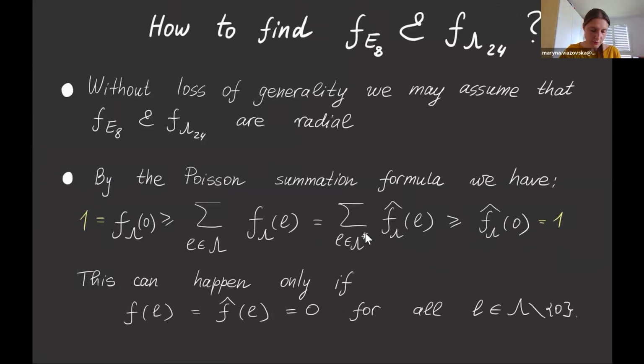Also, for example, from the Poisson summation formula, we can see that if our function satisfies all the constraints of the Cohn-Elkies theorem, then its values at all non-zero vectors of our lattice are supposed to vanish. And because of the Cohn-Elkies constraints, this vanishing has to happen up to the second order.